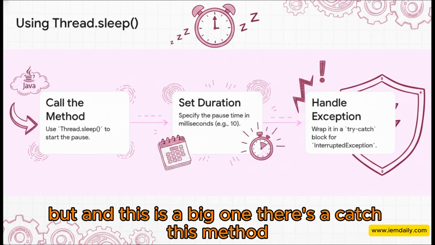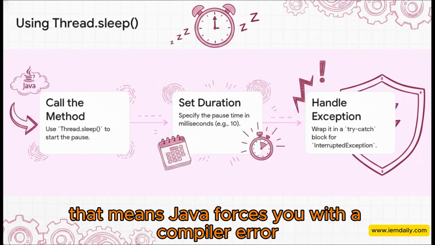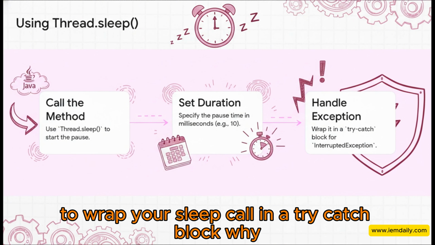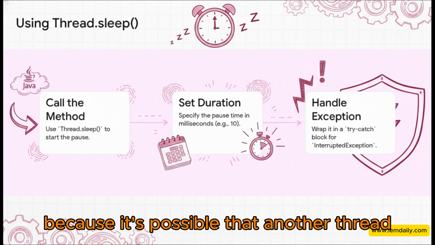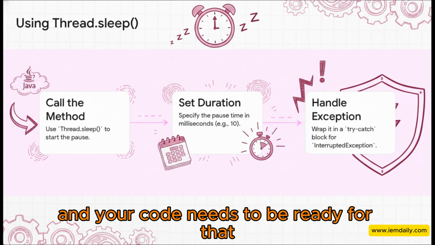But, and this is a big one, there's a catch. This method can throw something called an InterruptedException. That means Java forces you, with a compiler error, to wrap your sleep call in a try-catch block. Why? Because it's possible that another thread could rudely wake this one up while it's sleeping, and your code needs to be ready for that.